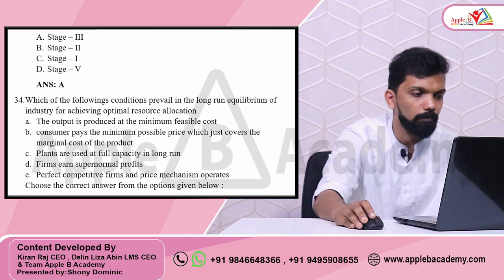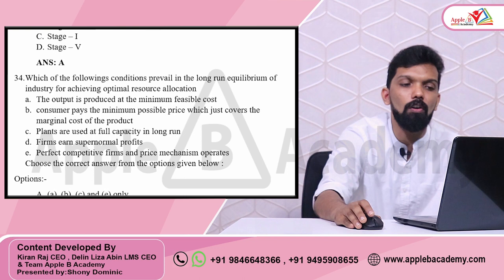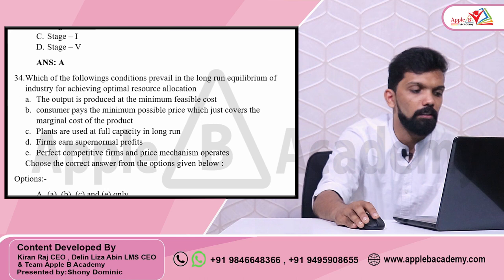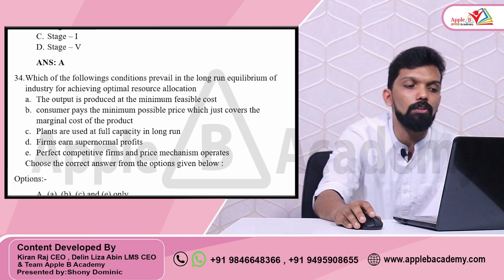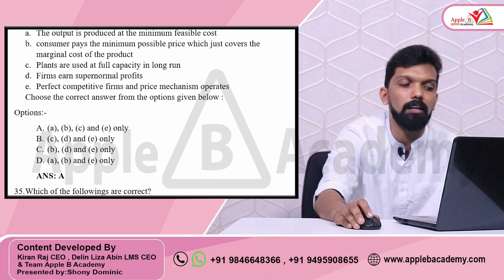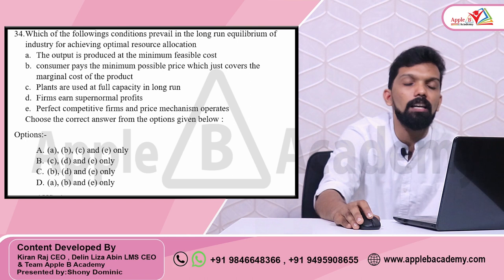Next one: which of the following conditions prevails in the long-term equilibrium of an industry for achieving optimal resource allocation? Different statements are given. A, the output is produced at the minimum feasible cost. B, consumer pays the minimum possible price which just covers the marginal cost of the product. C, plants are used at full capacity in the long run. D, firms earn supernormal profit. E, perfectly competitive firms and price mechanism operate. The right answer for this question is option A. So the statements A, B, C and E are the right statements.